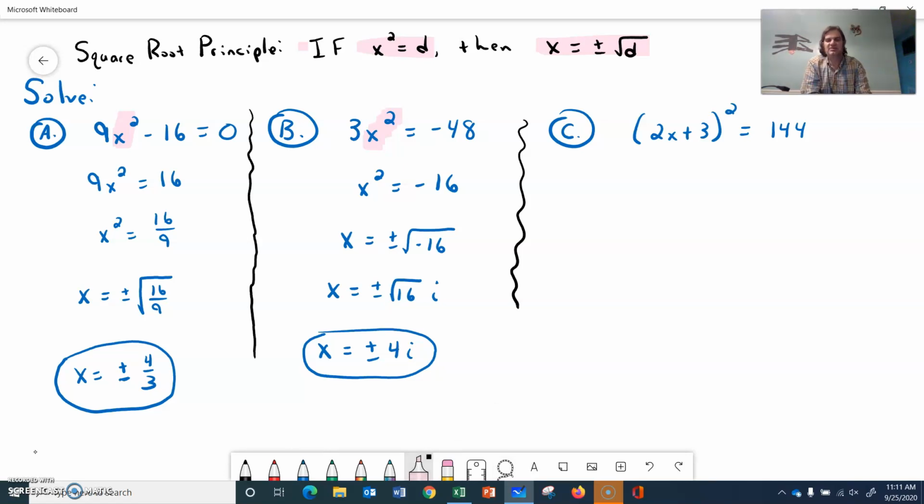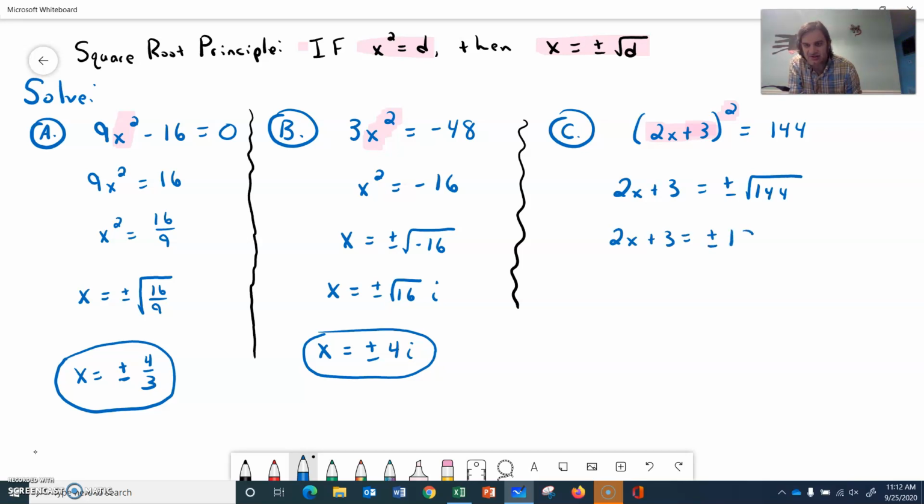The last example here is the quantity 2x plus 3, all squared, equals 144. While it's a little bit different than the others, on the left-hand side we have something squared. So the x up top is more or less a placeholder in the principle formula. So we have something squared, and we can apply the square root principle. That would mean on the left we'd have 2x plus 3, and on the right we'd have plus or minus the square root of 144. Now keeping that going, that'd be 2x plus 3 equals plus or minus 12.